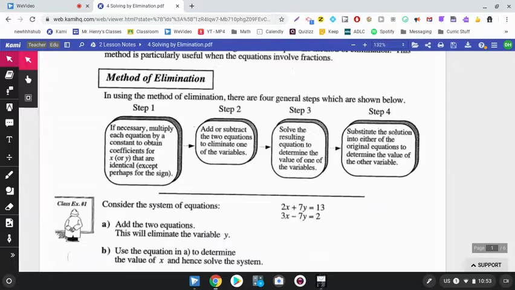So step one. If necessary, multiply each equation by a constant to obtain coefficients for x and y that are identical, except perhaps for the sign. Okay, so I'm multiplying equations. I want coefficients to be the same. That's going to be important. We'll think more about that later. Add or subtract the two equations to eliminate one of the variables. Oh, eliminate. The name is elimination. Solve the resulting equation to determine the value of one of the variables. Got it. Substitute the solution into either of the original equations to determine the value of the other variable. All right, that's a lot of words. Let's actually do an example.